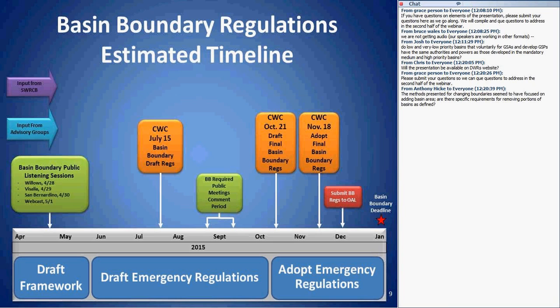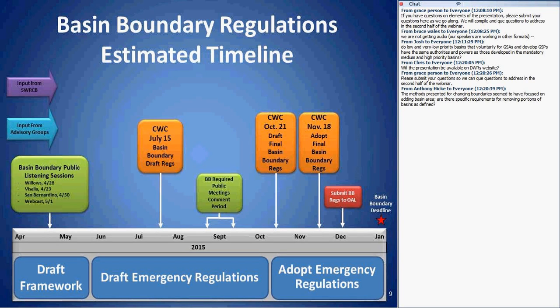So what that process looks like on a timeline is that we're in the first day of May in our last listening session. We use the information that we've gained through these listening sessions, as I mentioned, and today, to draft the emergency regulations. We plan to present those emergency regulations to the California Water Commission in July and post that information on our website. We're then required to go out with the additional public meetings in Northern California, the Central Valley, and Southern California. We'll do that in the September to October timeframe.